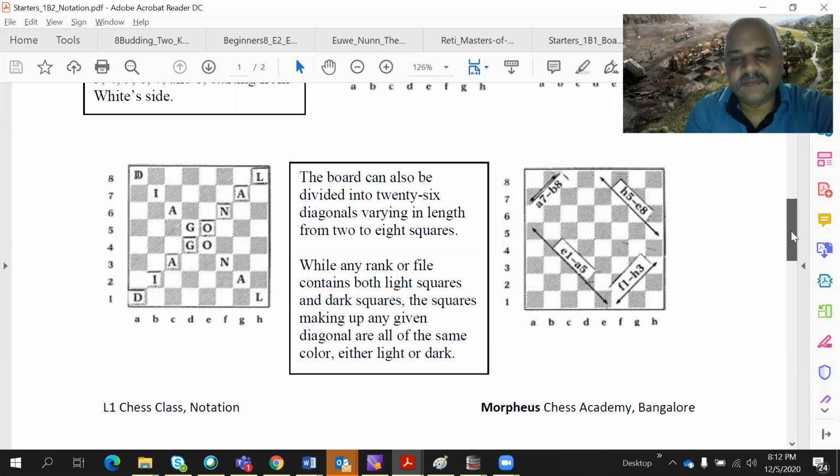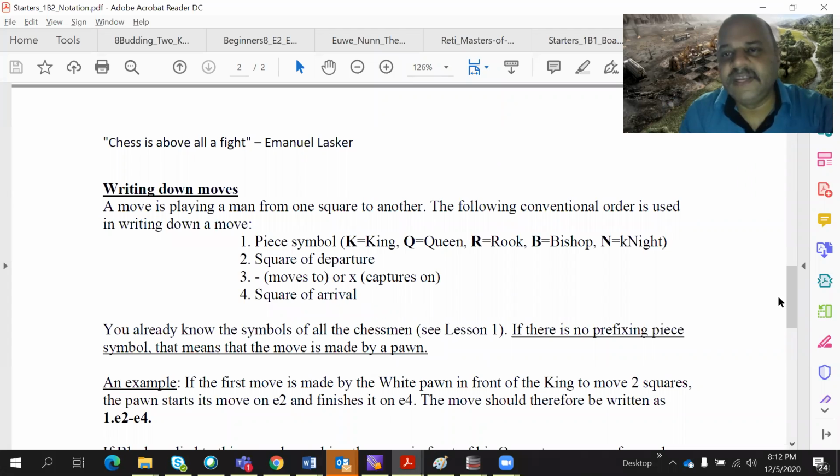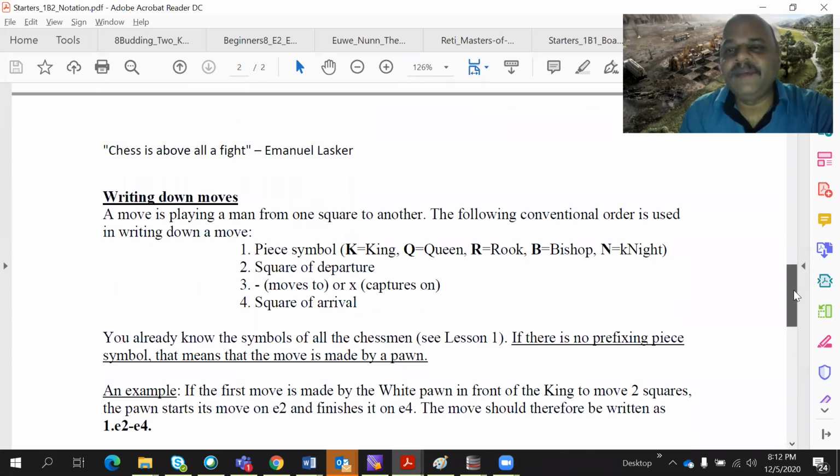Maximum how many times can we give checkmate? Only once, because then the game is over, right? Once you give a checkmate, that game is over. Then you can only play the next game.